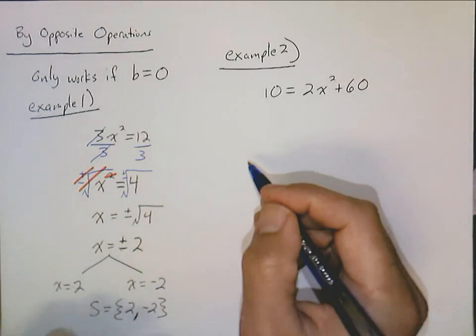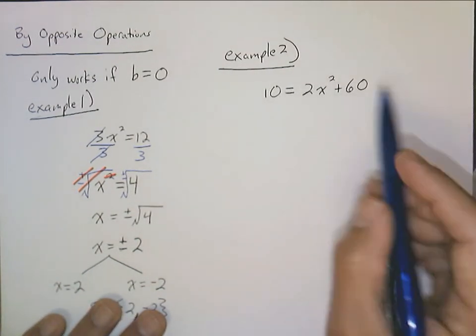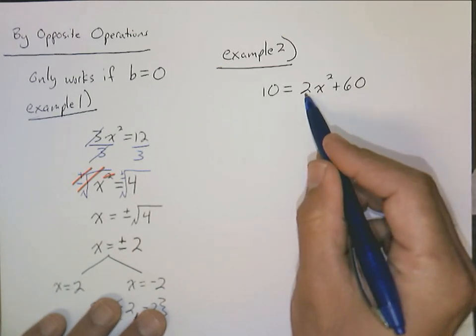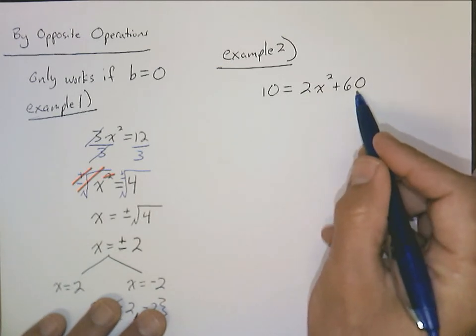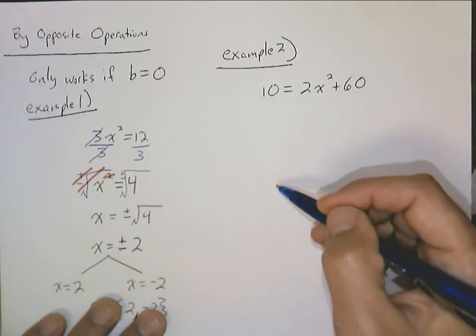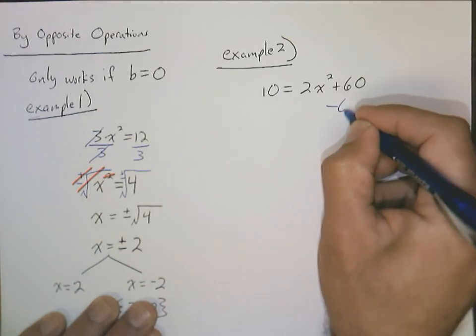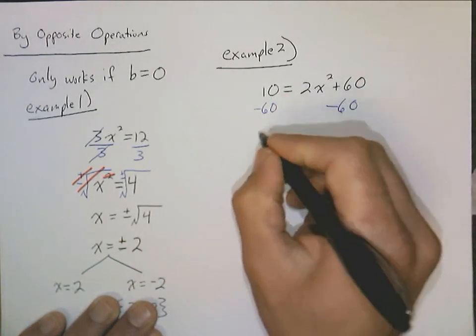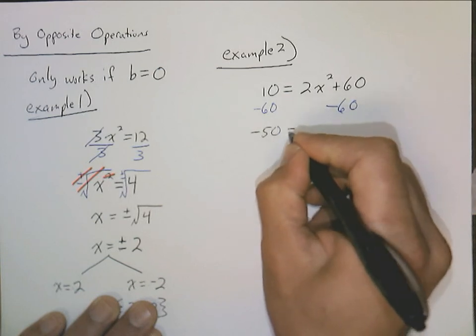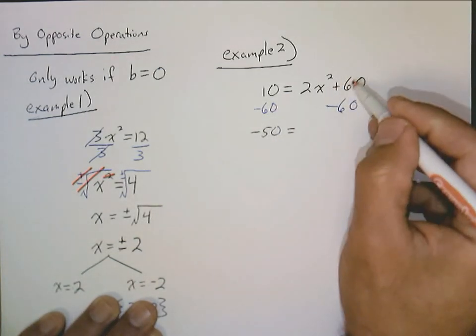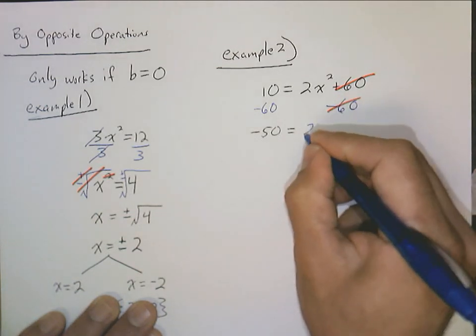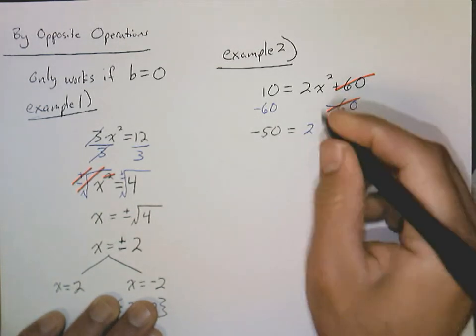But we want to undo in reverse order. Of course, first thing happening to x is squaring. Second thing happening to x is multiplying by 2. Third thing happening is adding 60. So we're going to undo those in reverse order. So first thing, let's subtract 60 from both sides. So that's going to leave us with negative 50 on the left. Of course, these cancel. And we're left with 2 times x squared on the right.